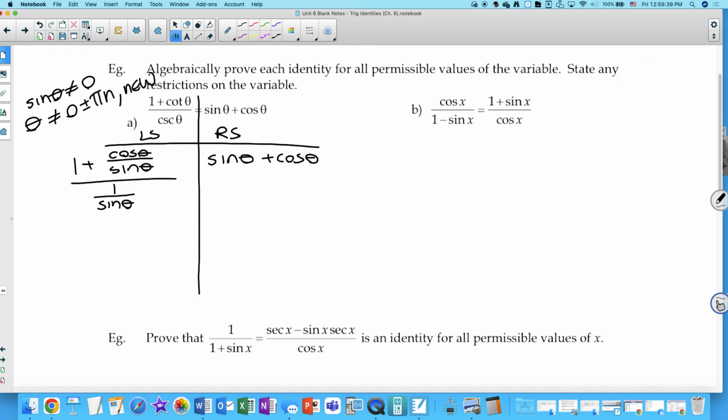Ultimately, if you have stuff within fractions, you want to have single fractions, and then you can multiply by the reciprocal. I think you have to get a common denominator. Yes, common denominator. So the common denominator in the numerator is sine theta. So I'm going to multiply this by sine theta over sine theta times 1. Then I have a single denominator of sine theta, but the numerator is now sine theta plus cosine theta. And in the denominator, I still have 1 over sine theta.